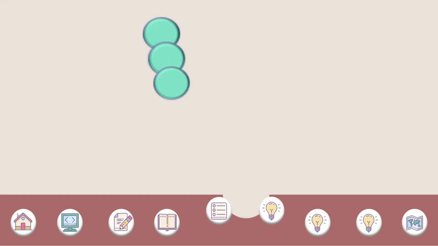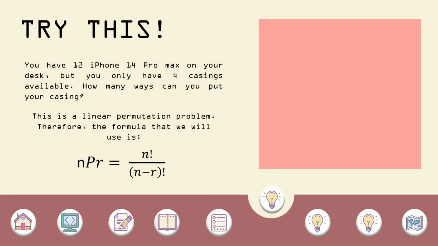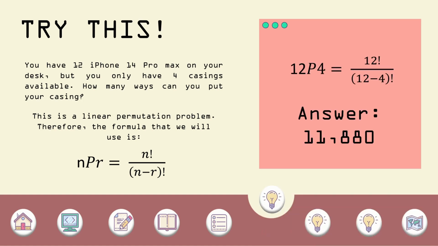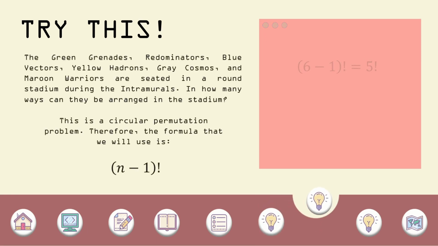Now try this. You have 12 iPhone 14 Pro Max on your desk. Now you only have 4 casings available. How many ways can you put your casing? This is a linear permutation problem. Therefore, the formula that we will use is nPr is equal to n factorial over n minus r factorial. And the answer is 11,880.